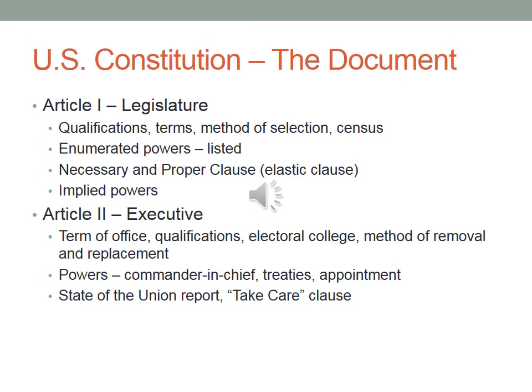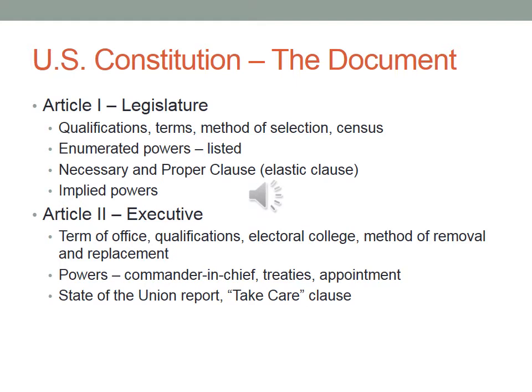Now, Article 2 covers the executive branch, lists the terms of office, qualifications for office, discusses the Electoral College and how that works, and offers a method of removal and replacement for the president. Of course, we're going to talk about this this semester. We're going to have to spend a whole chapter on the legislature and a whole chapter on the executive. So we'll go in depth later on in the semester on these concepts of terms of office, qualifications, etc.